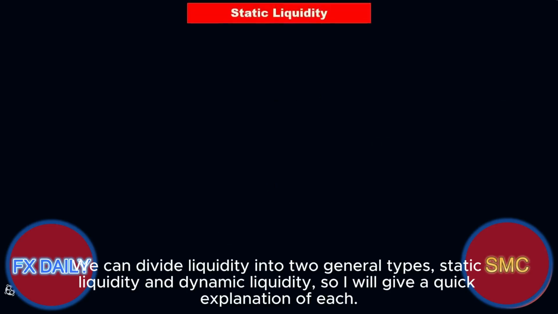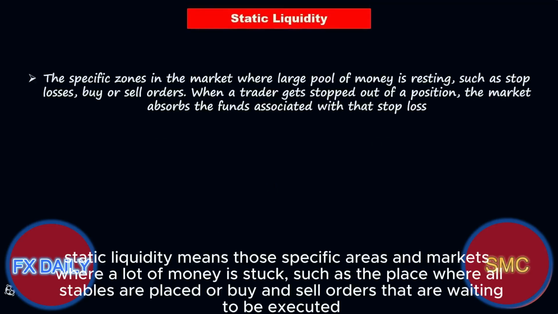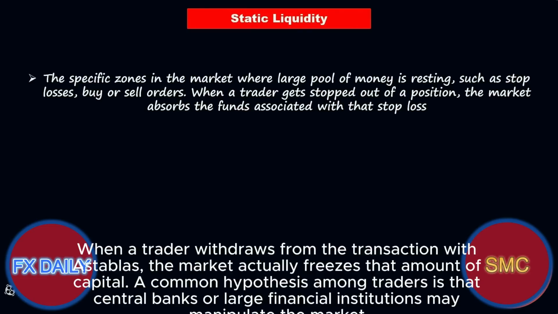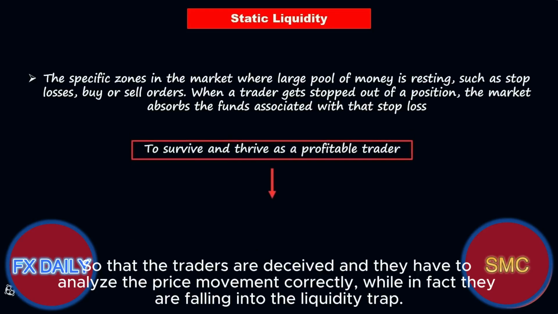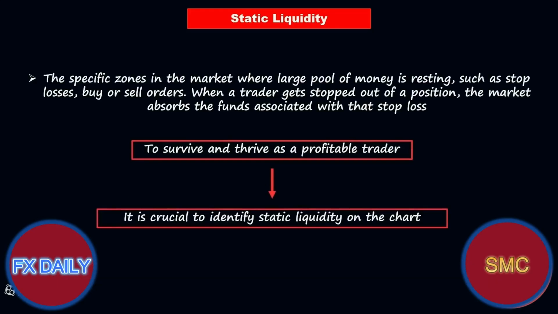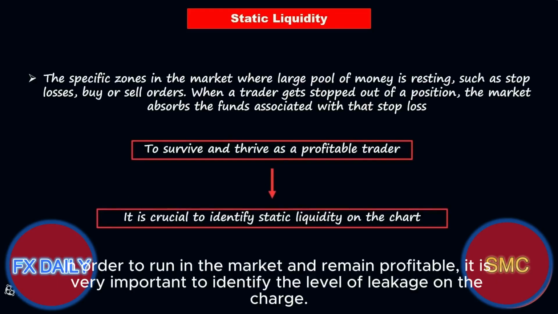So I will give a quick explanation of each. Static liquidity means those specific areas in the market where a lot of money is stuck, such as the place where all stops are placed or buy and sell orders that are waiting to be executed. When a trader exits a trade with a stop, the market actually freezes that amount of capital. A common hypothesis among traders is that central banks or large financial institutions may manipulate the market so that traders are deceived, while in fact they are falling into the liquidity trap. In order to remain profitable in the market, it is very important to identify the liquidity levels on the chart.